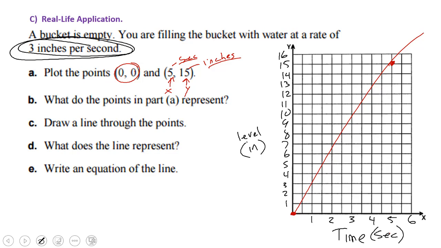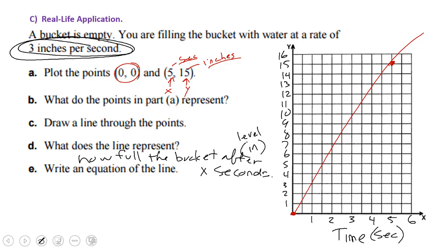And would this be continuous or discrete? Can you fill the bucket for half a second? Yeah. Can you fill the bucket for 1 2/5 seconds? Yeah, you bet. Or 1.9 seconds? You bet. And there would be a corresponding water level. So this is continuous data, which means the solid line is perfect for us. And that's what this line represents. It represents how full the bucket is after x seconds.